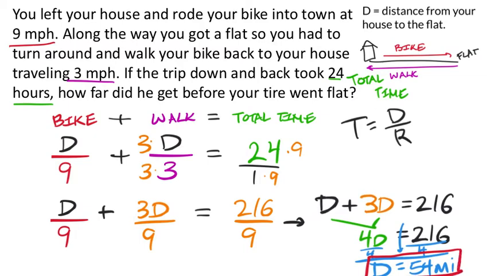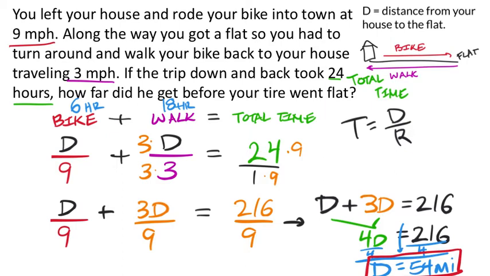Okay. Now, is it 54? Well, if you're 54 miles away from your house and you're biking at 9 miles per hour, that means you were biking for 6 hours. Okay? If you were walking, then 54 divided by 3 is going to be 18. So you would have walked for 18 hours after biking for 6, and that would total as 24 hours. 6 plus 18 is 24, so that checks.